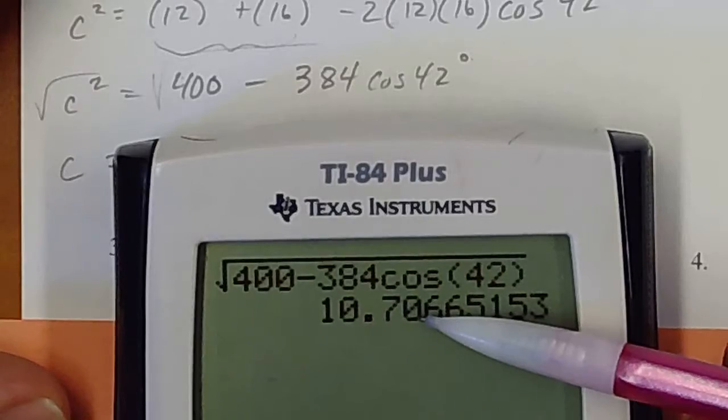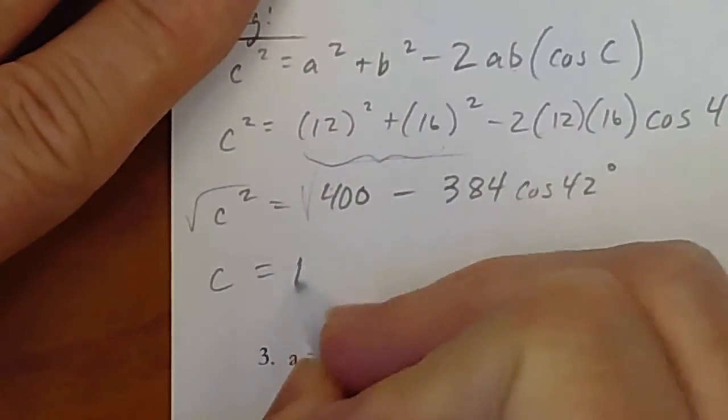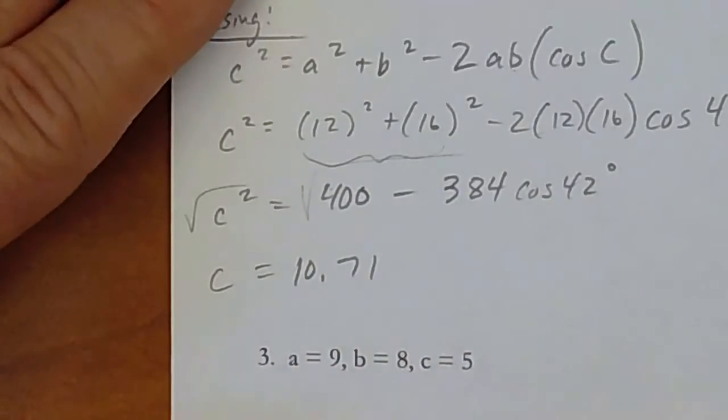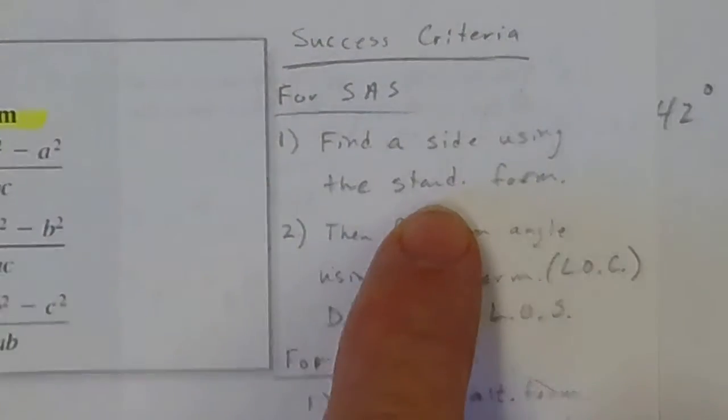So that will be my answer, 10.71. They said go to 2 decimals. So C, 10.71. Okay, so that was step 1. We found a side using the standard form.